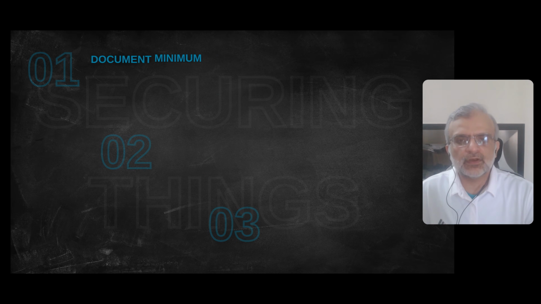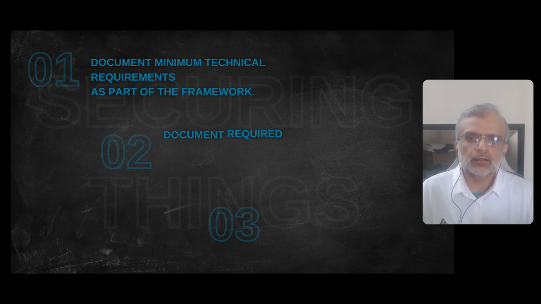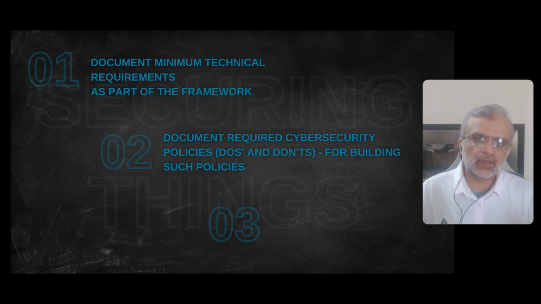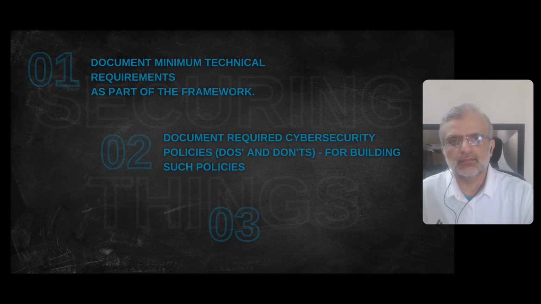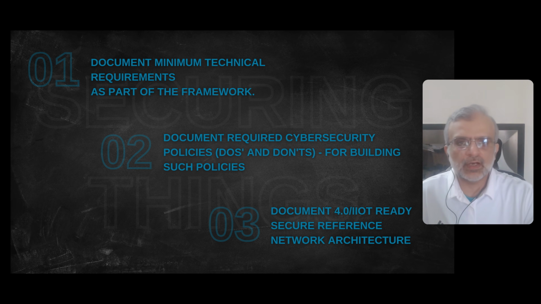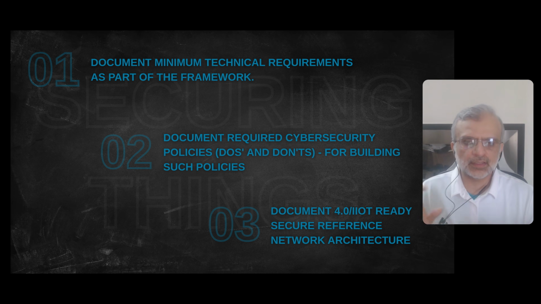And the next step is to document minimum technical requirements as part of that framework. Document required security policies, the do's and don'ts later on. For building such policies, check out our future session on the policy and governance for OT and IT cybersecurity. Document an Industry 4.0 IoT-ready reference architecture for building a resilient network architecture for your transformation journey. We'll cover that in more detail in the network security architecture and segmentation session.